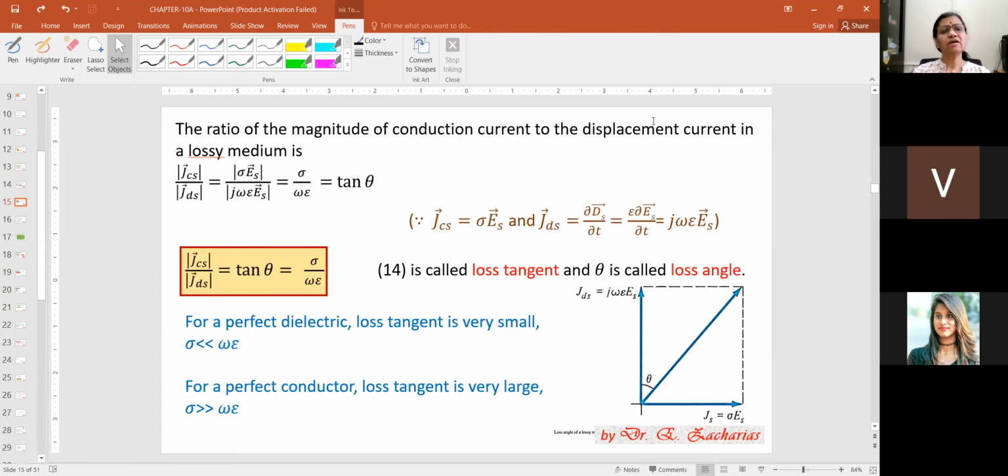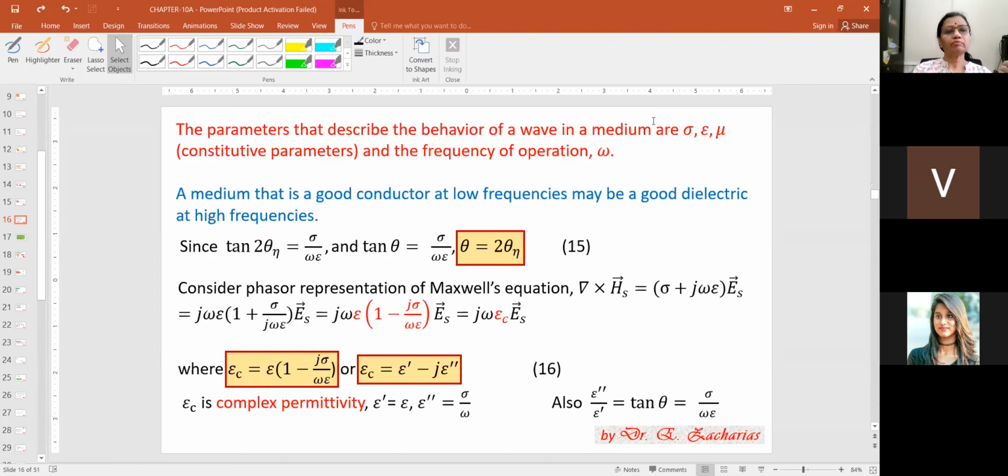After we completed that, we had gone to this expression sigma by omega epsilon. We saw that it was a ratio of the conduction current density to the displacement current density. And we talked about this quantity tan theta, which we called loss tangent. A loss tangent is very small if it is a perfect dielectric, and if it's a perfect conductor, the loss tangent is very large. After that, we saw that there is also a relationship between theta eta and theta: theta is 2 times theta eta. Now, after we have completed that, we are starting from here.